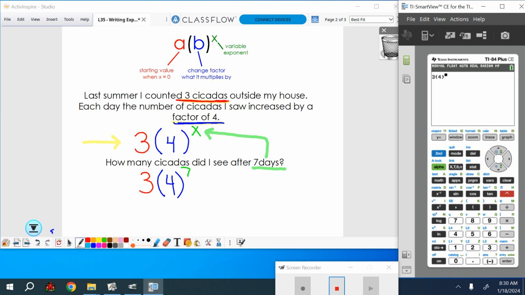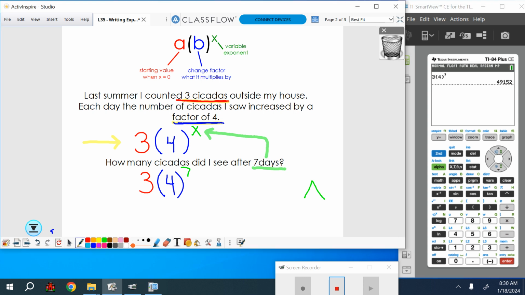If you didn't see that, what I'm using is the key that looks like this, the one that's right above the division sign. Okay, so we're going to do that, and we're going to raise it to the power of 7 because we have 7 days, and then I'm going to hit enter. And we can see that after 7 days, I have 49,152 cicadas. That is really disgusting.